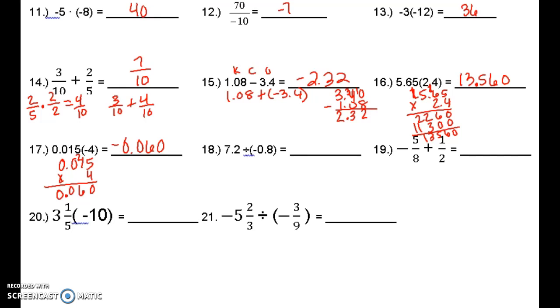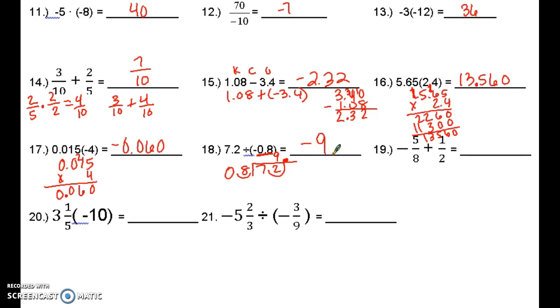Number 18, 7 2/10 divided by negative 8/10. Your second number goes outside the house. When you're dividing decimals, you have to move the decimal to the end to make a whole number on the outside. What you do on the outside, you have to do on the inside. 8 will go into 72 9 times, and a positive divided by a negative is a negative.